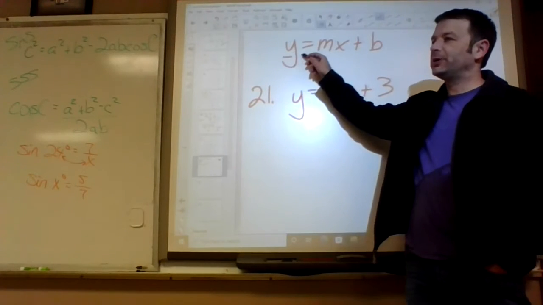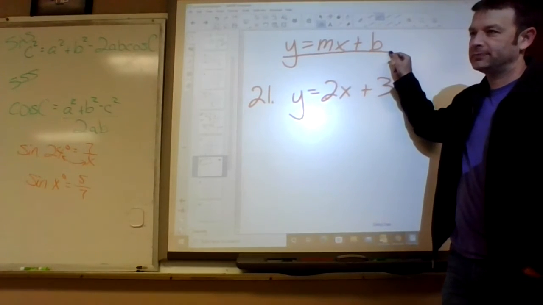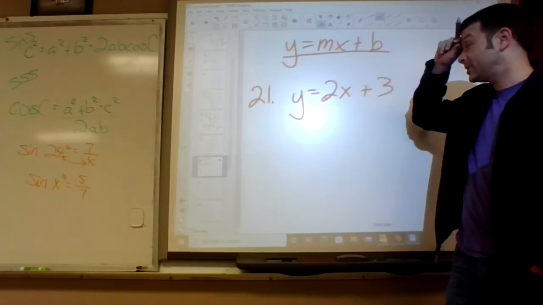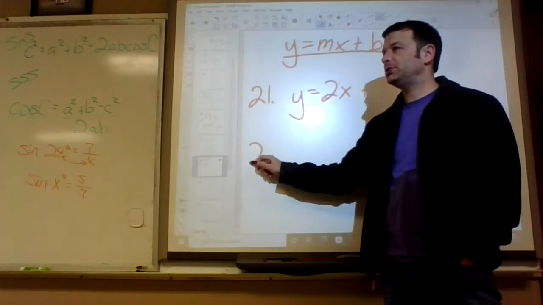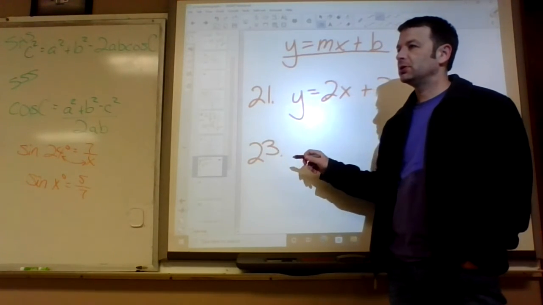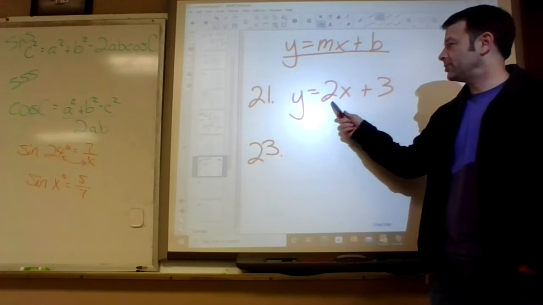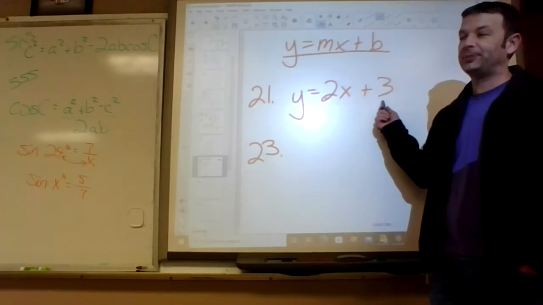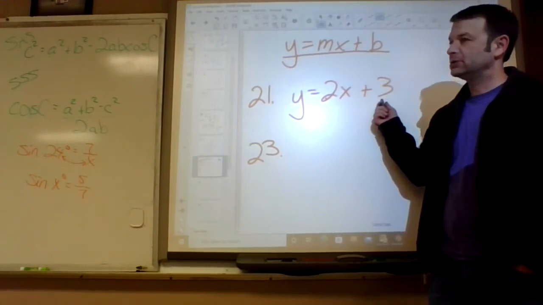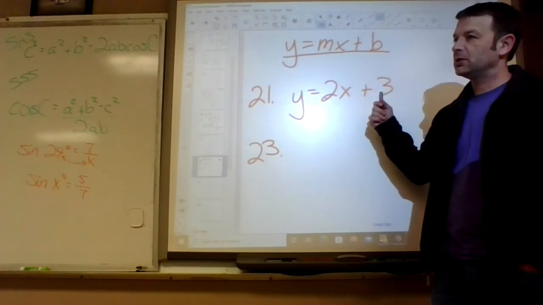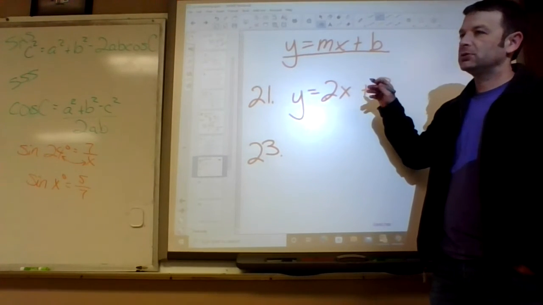Y equals mx plus b. This is the slope-intercept form of a line. That's how we're gonna write our equation. They told us the slope, and they told us the y-intercept.